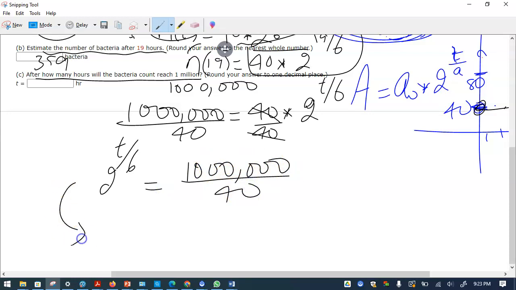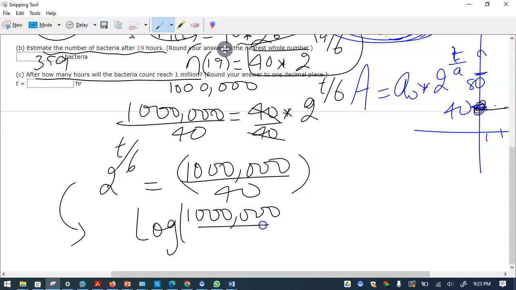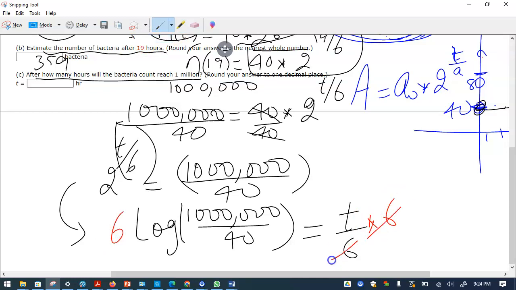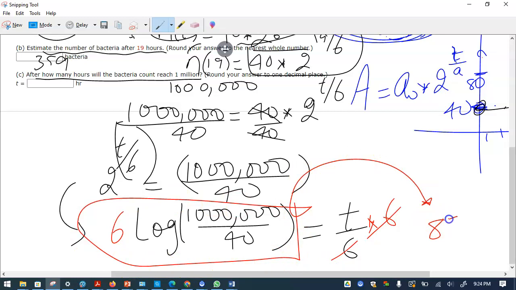Now you need to change this to the log form. When I write the logarithm, the output is always written as the input of the log, and the exponent t over 6 goes right here, and then multiply 6 on both sides, because you need to solve for t. So put this in the calculator and you will get the answer as 87.7 hours.